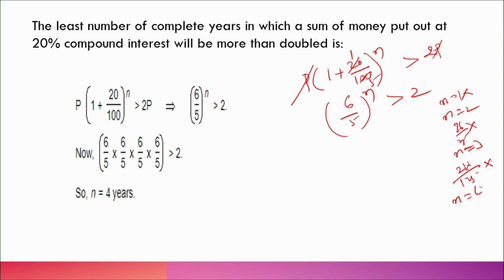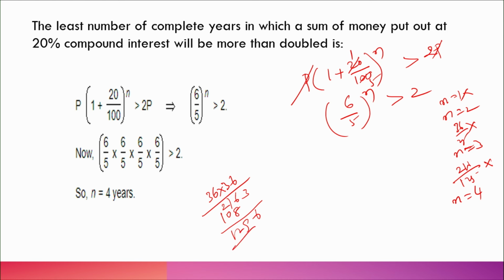Now, we go for n equal to 4, means 6 times 6 times 6 times 6. 6 times 6 is 36. 6 times 3 is 18, 6 times 6 is 36, then 6 times 36: 6 times 3 is 18, plus 21 here, 6 times 3 is 18, 6 times 9 is 54. How much did you get? 1296.